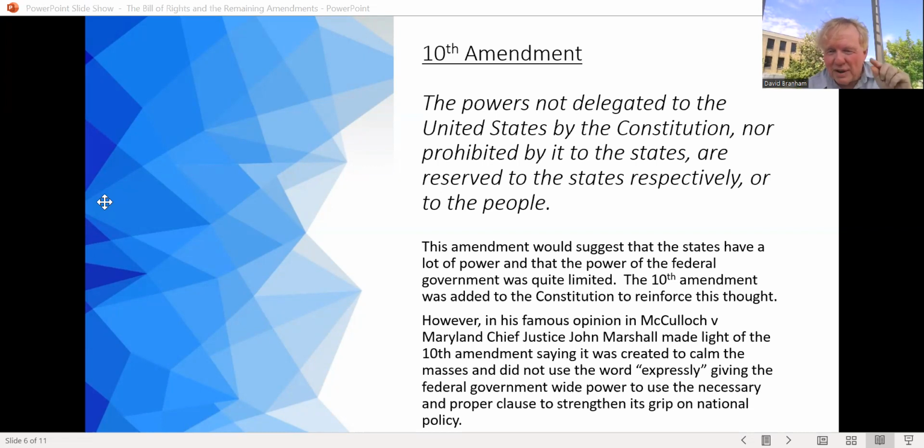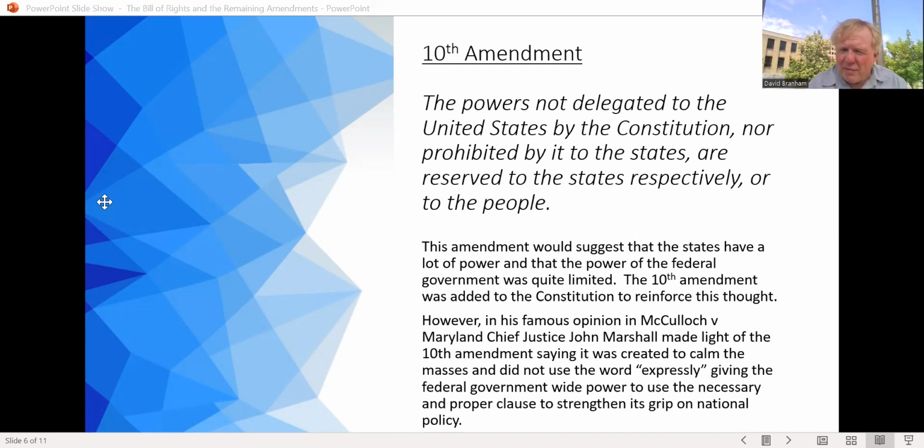And the purpose was to clear this up. Anything not in this Constitution for the federal government to do is to be done by the states or the people. And so this amendment would suggest that the states have a lot of power, and the power of the federal government is really limited. And I personally think this is what got the Constitution ratified, because there was a lot of reluctance by the states. So the 10th Amendment was added to the Constitution to reinforce this doctrine.